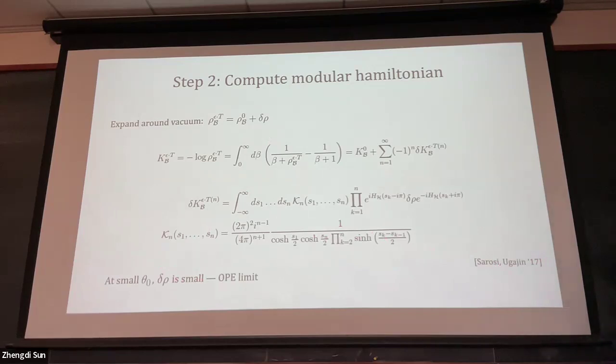We don't have to do this full infinite sum over n. When theta naught is small, delta rho is small, and you can truncate this sum to just the first few orders in n, first few n values. So that's what we're going to do.